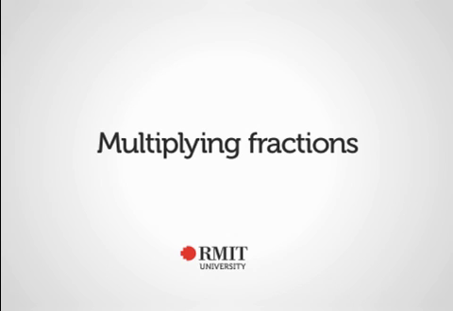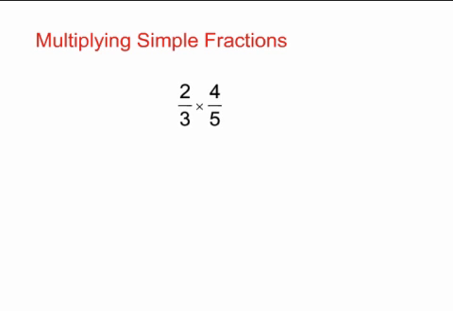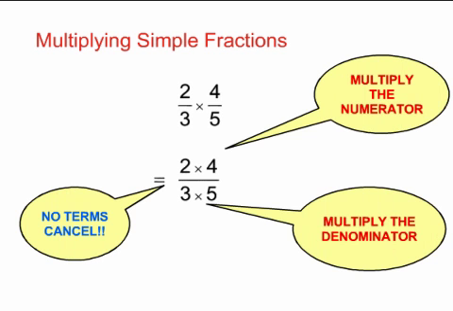This is a short movie on multiplying fractions. Let's start by looking at two simple fractions, 2/3 times 4/5. Notice with this fraction problem that there are no terms top and bottom that cancel. In other words, what we do is to multiply out the top line and multiply out the bottom line.